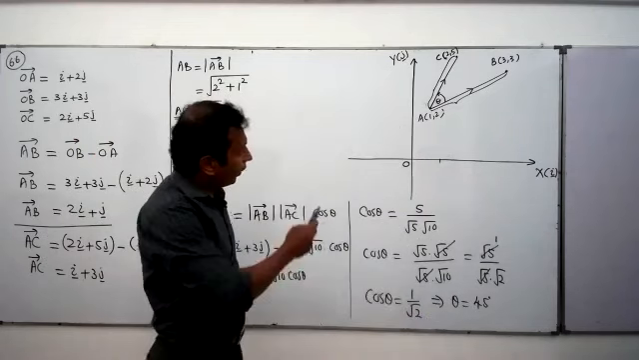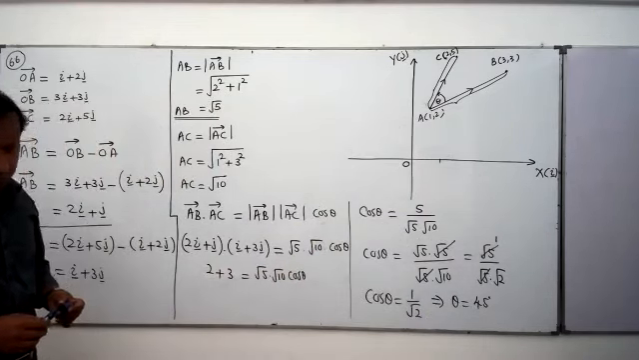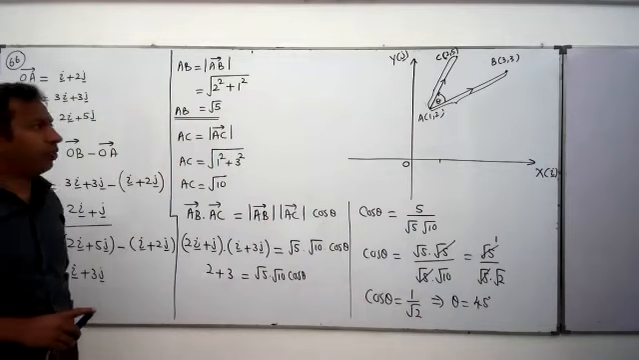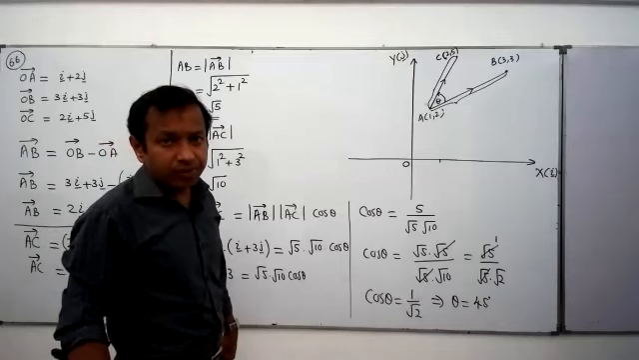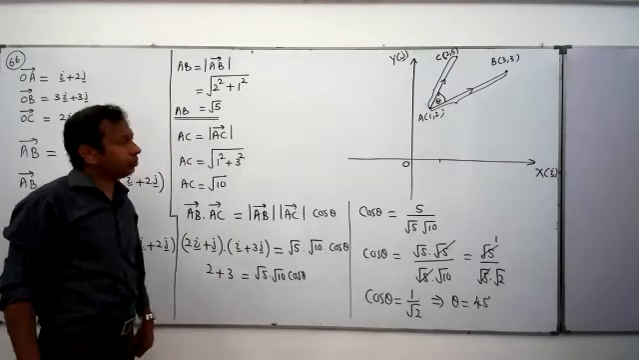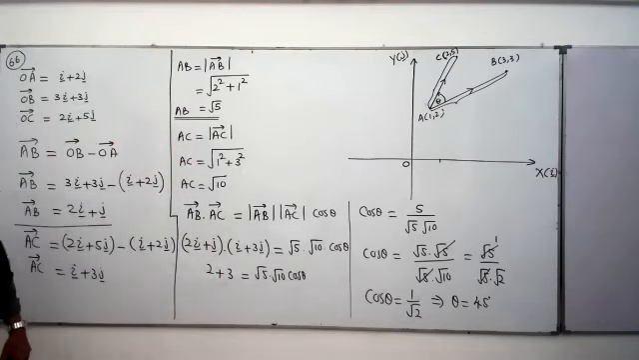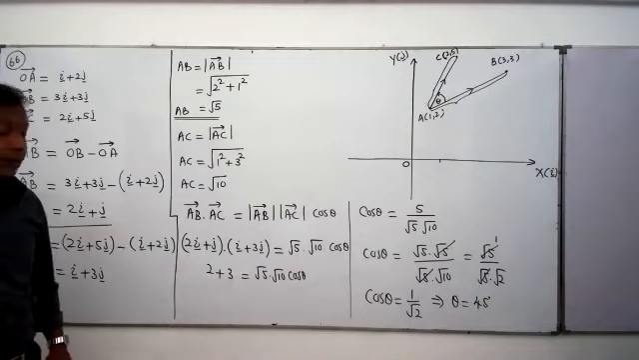So what is theta? The angle between AB and AC. So then you can write, therefore the angle between AB and AC is 45 degrees. Understood? Write down then. Therefore the angle between AB and AC is 45 degrees.